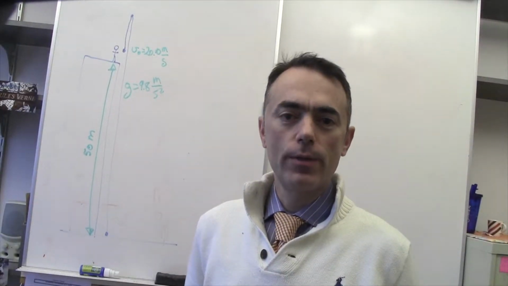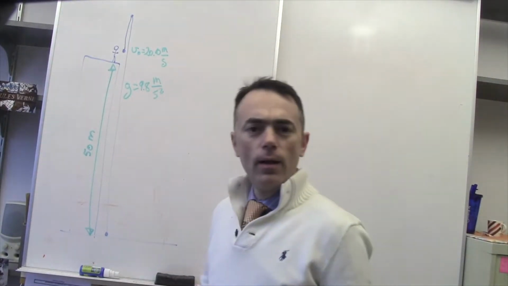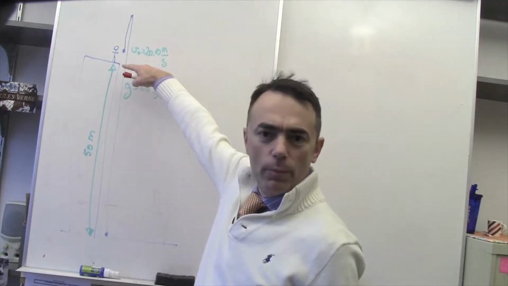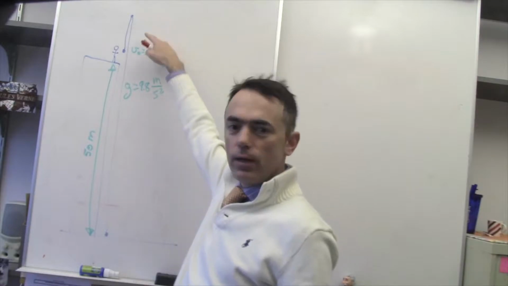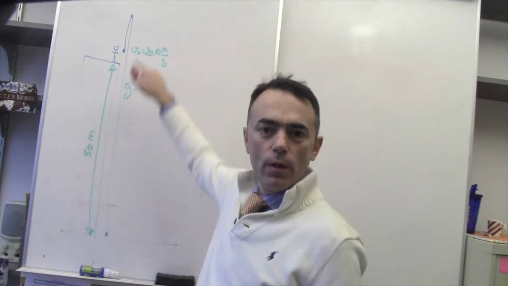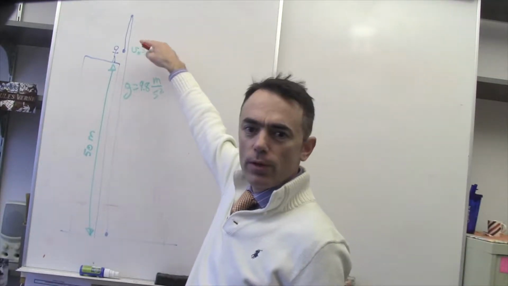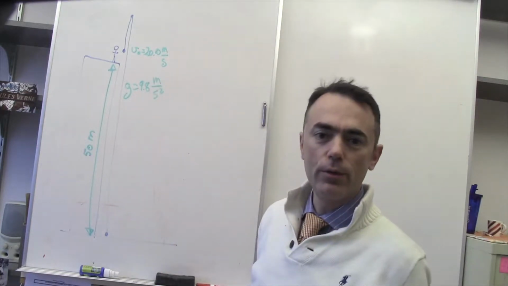Let's do an exercise with this. A stone is thrown from the top of a building with an initial velocity of 20 meters per second straight upward at an initial height of 50 meters. The stone just misses the edge of the roof on its way down, just as in the figure.